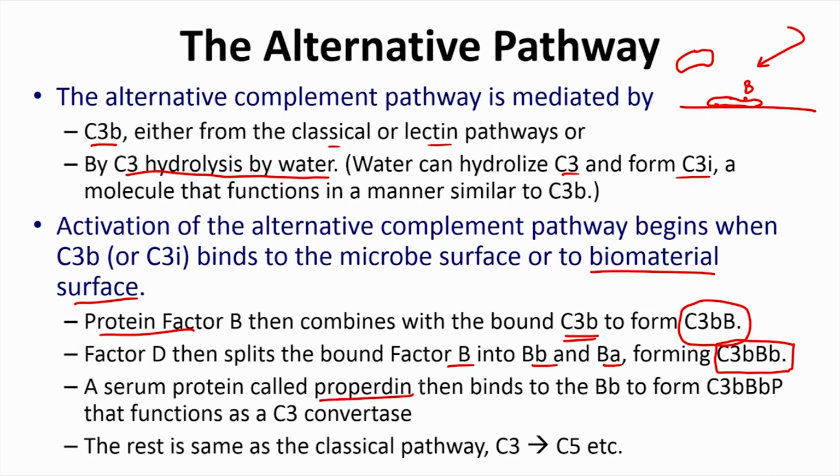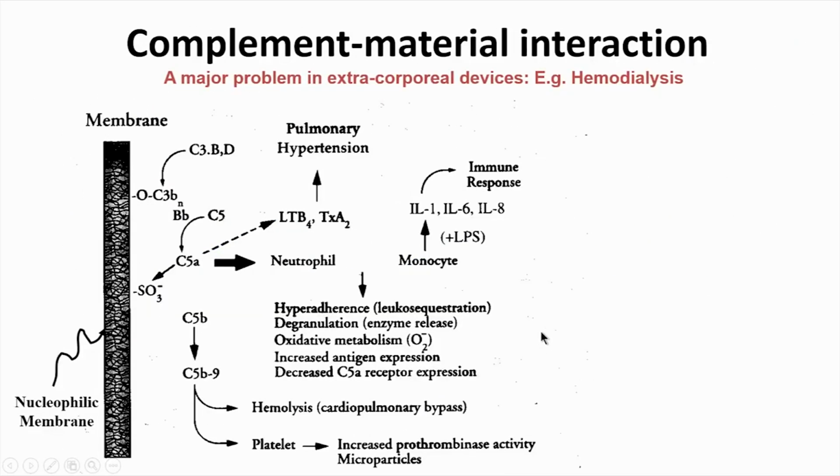Now we go all the way to the serum protein called properdin, which then binds and forms the C3 convertase, the common junction for all the complement pathways. The rest then remains the same as the other pathways. C3 goes to C3b and then C5, and that causes further activation of the complement system. So this is what is written here.